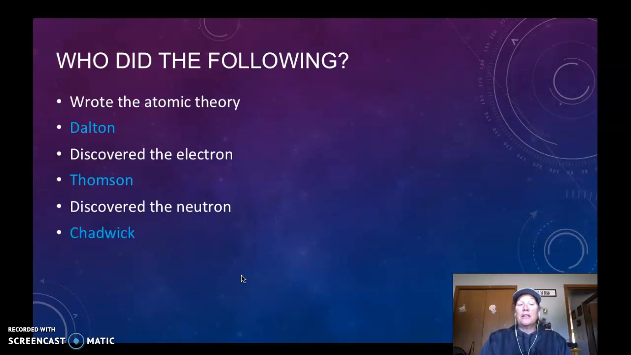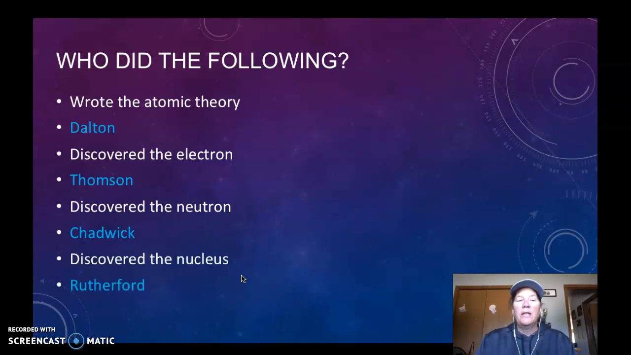I'm going with the nucleus. Sorry. The neutron was Chadwick. The nucleus was Rutherford. Okay, so Rutherford was the one that did the gold foil where he passed beams through and they bounced back. And so if they bounced back, he knew there was a heavy metal. That was the nucleus. Chadwick was the one that said, hey, there's another particle in the nucleus besides a proton. There's these little particles. They don't have a charge, but they allow to add mass to it. Okay, so we got Dalton wrote the atomic theory, Thomson, electron, Chadwick, neutron, and the nucleus, which has the protons and the neutrons, was Rutherford.